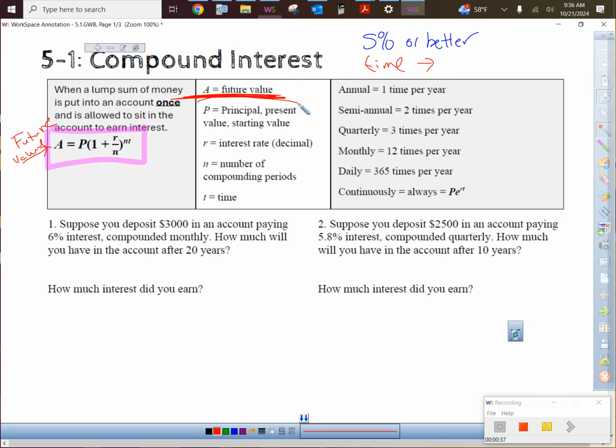P is your principal, your starting value. R is the interest rate. We got to change it to a decimal. And N is a big boy. N is an important one today, the number of compounding periods. So we'll get into that as we get there. And T, of course, is time in years.